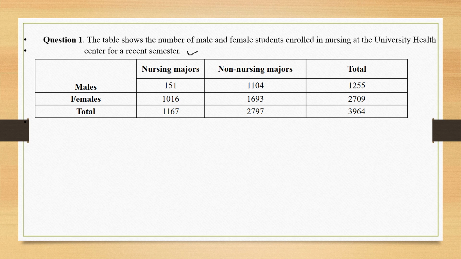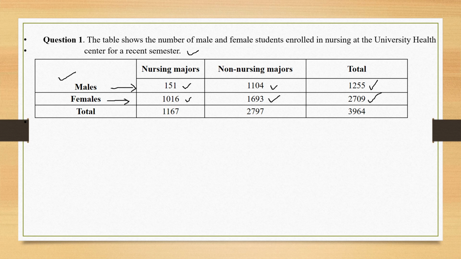for the recent semester. According to this table, the total number of male students: 151 students got admission in the nursing major, and 1104 got admission in non-nursing majors, and this is the total number of male students. Similarly, in the second row, the total number of female students who got admission in the nursing major is 1016, and in the non-nursing major the number of females who got admission is 1693. So this is the total number of female students.